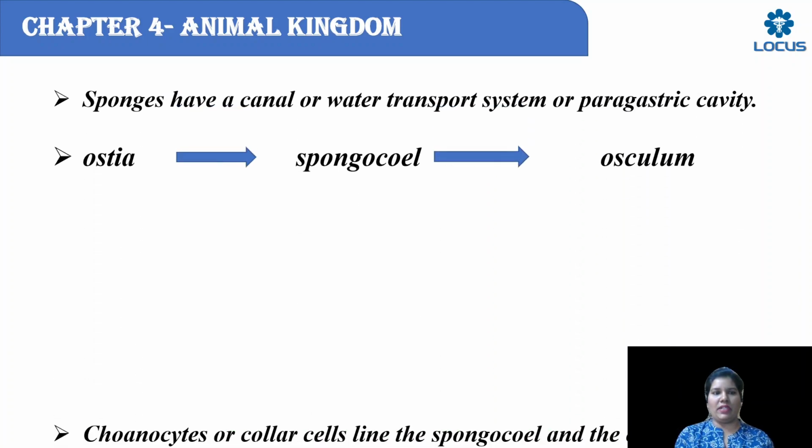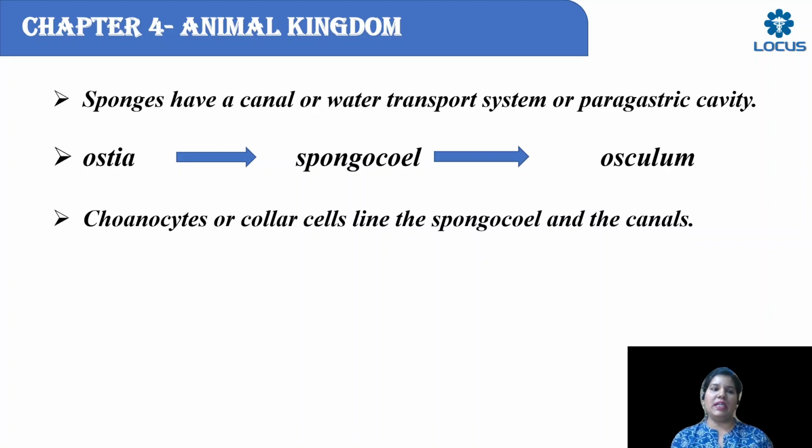Okay. Now let's get into another important point. See, sponges, as I told you, have this large cavity inside, which is called spongocele. You can also call it a canal system, a water transport system, or a paragastric cavity. You can use any word to describe it. Now, what is the main function of this ostia, spongocele, and osculum? I'm going to talk about it. Now, look at the second point. Water enters through ostia, then moves into spongocele, and then exits out through osculum.